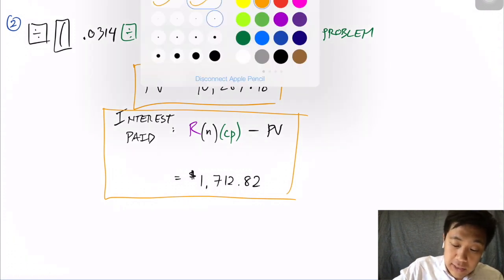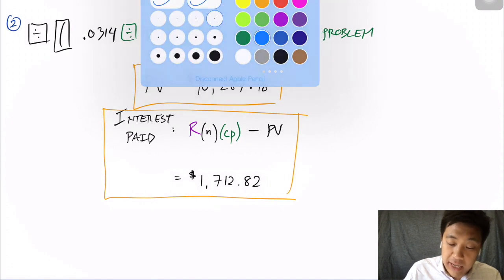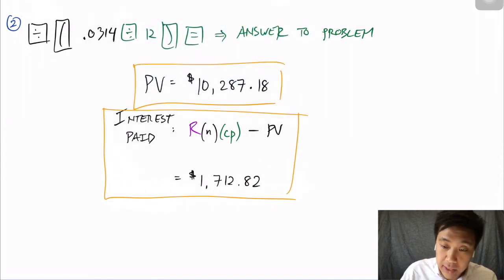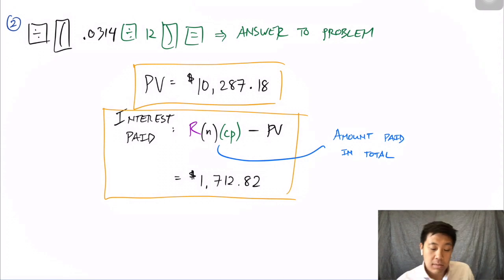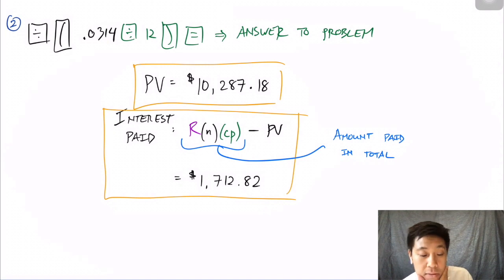So I'm going to write as a note here, if you're curious how much you are paying back in total, even though that's not a question for this problem, amount paid in total is actually just this component right here. But that makes sense, right? If you take $100, multiply by 12 months, 100 times 12, and you do that for over 10 years, that's going to be more than the original loan amount because you had to pay back the loan plus interest.